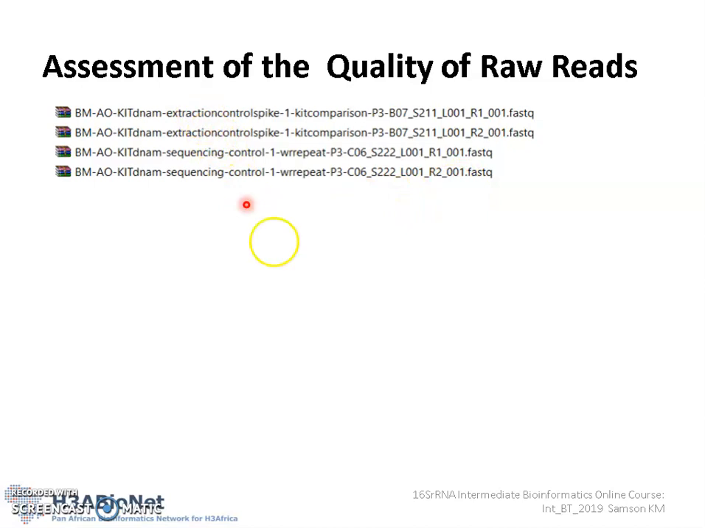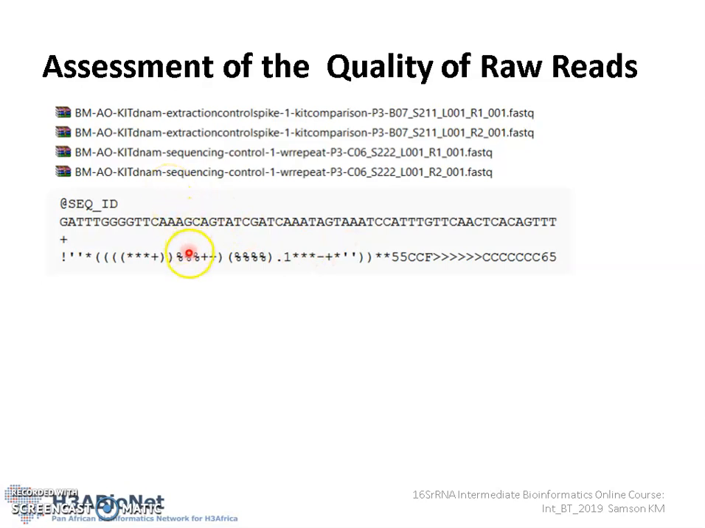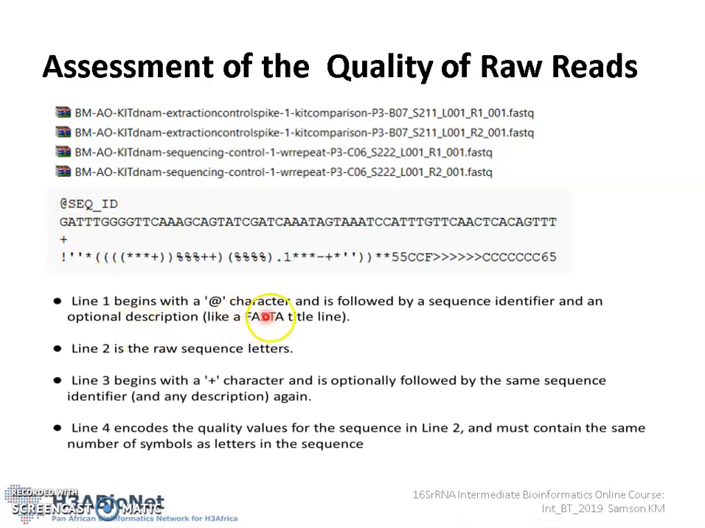If you open any one of these samples, you'll see that the first line starts with the @ character, followed by a sequence identifier and an optional description, like a FASTA title line. So the first line starts with the @ and a sample identifier, and the second line is the raw sequence letters. These are the different nucleotides present in that given sample. The third line begins with a plus character and is optionally followed by the same sequence identifier as in the first line.